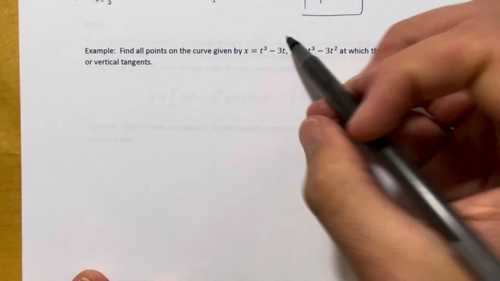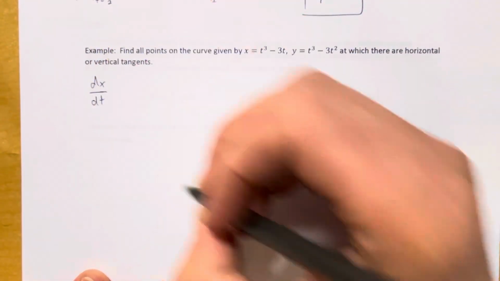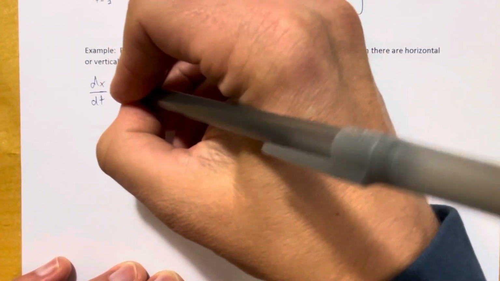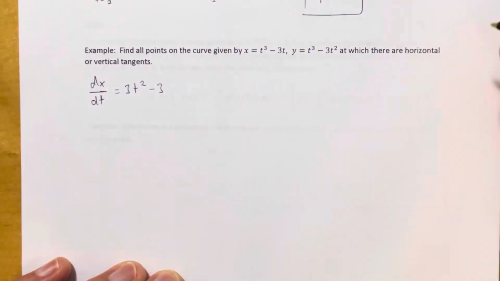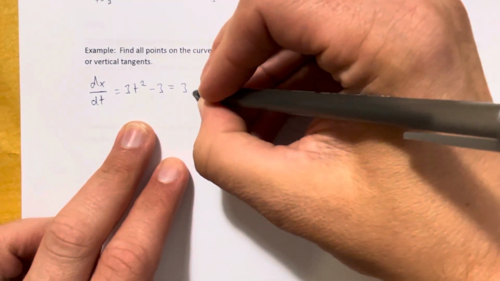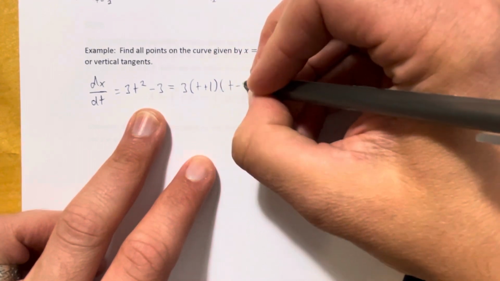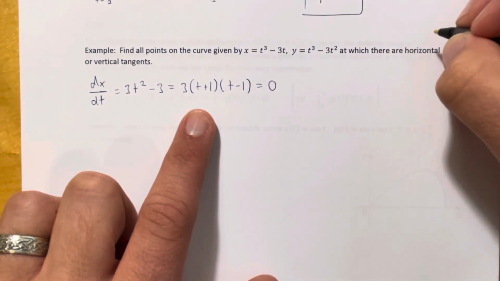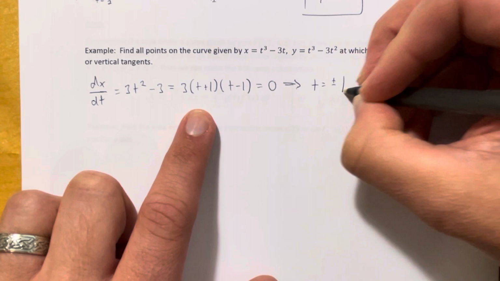So going through that process, let's find dx/dt. And that's right here. So that's going to be 3t squared minus 3. Or if you factor, I can pull a 3 out. I'd get t squared minus 1, which factors to (t plus 1)(t minus 1). Remember, we want that to be equal to 0 to find vertical tangents, which would only happen if t is equal to plus or minus 1.